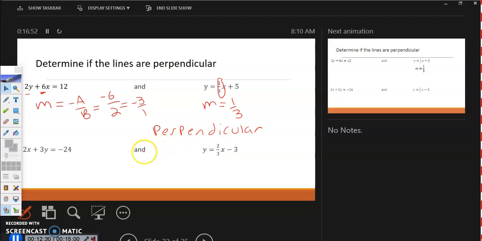Now let's try the same thing on the next one. All right, so we have standard form again. So m equals negative a over b. So that equals negative 2 over 3. The next slope again is in slope-intercept form. So our slope is positive 2 over 3. So you ask yourself, did you flip them? No. Did you change signs? Yes. So these are not exactly negative reciprocals, so we're going to say not perpendicular.